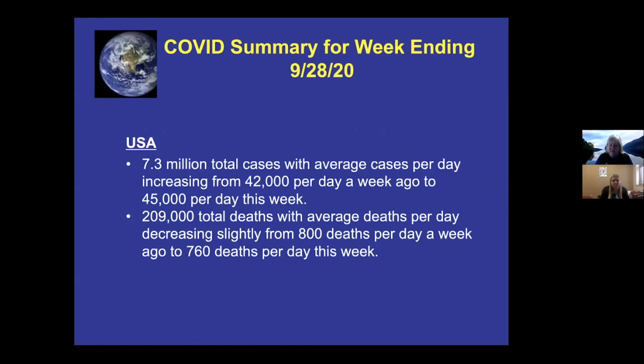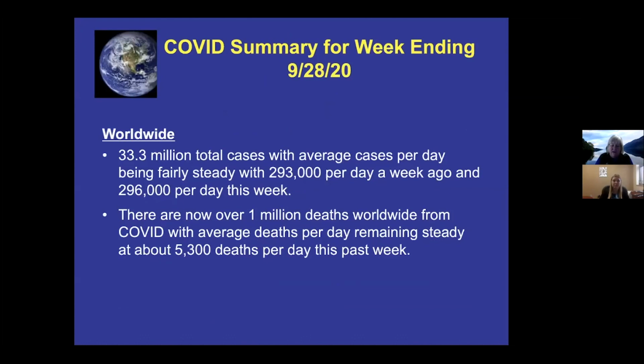Nationally, 7.3 million total cases. So the number of cases per day has gone up from 42,000 per day to 45,000 per day this week. 209,000 total deaths, with average deaths per day decreasing slightly from 800 deaths per day a week ago to 760 deaths per day this week.